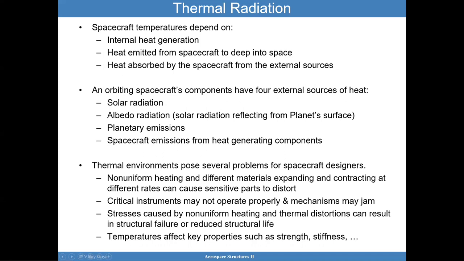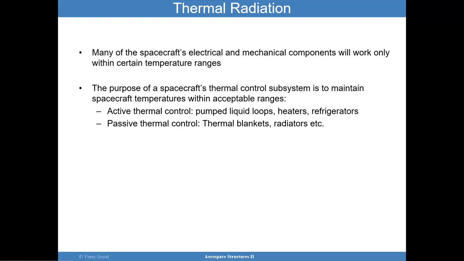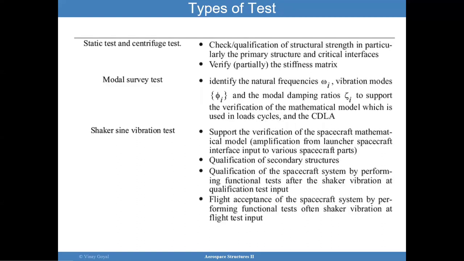There's a type of analysis that is performed called a structural thermal optics analysis, and that's done with the purpose of ensuring that the thermal environments in space will not cause thermal distortions on the optics that could be detrimental for their use. Many of the spacecraft electrical and mechanical components can only work within certain temperature environments. So the purpose of the spacecraft thermal control system is to maintain the spacecraft temperatures within acceptable ranges. Examples of that are active thermal control, such as pumped liquid loops, heaters, and refrigerators. You also have passive thermal controls, and those include thermal blankets and radiators.